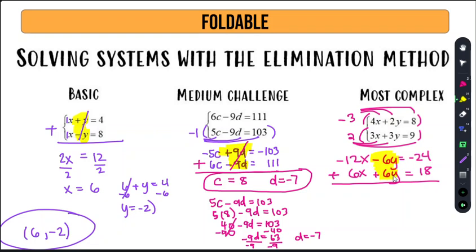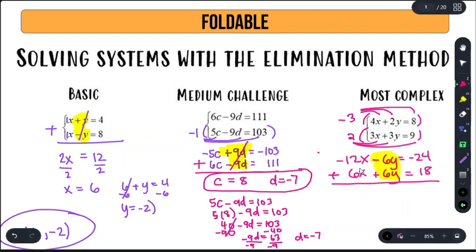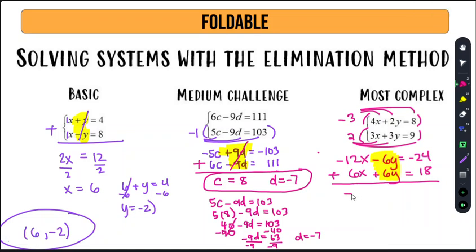In this case, I can see that my y's are opposite, so once I see that, I can go ahead and add vertically. So -12x and 6x is -6x, -24 and 18 is -6. Okay, and then again, I can solve easily for x now by dividing by -6.